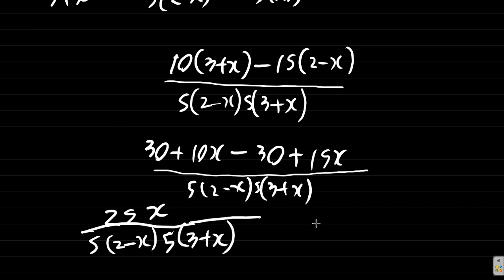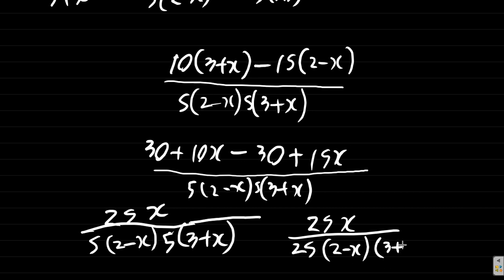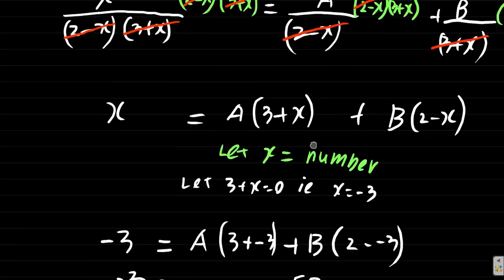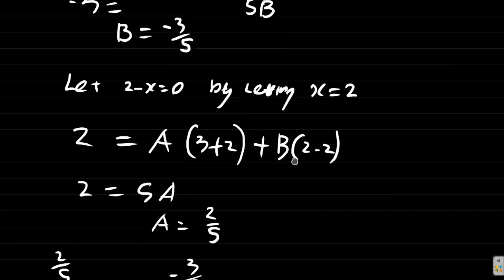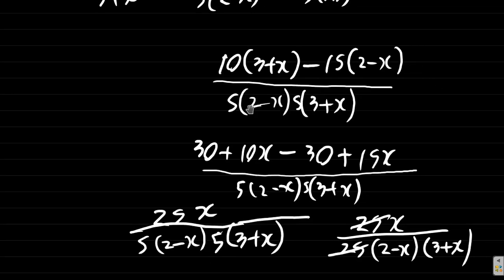We're going to have 5 by 5 down here is 25. So 25x over 25 times 2 minus x times 3 plus x. 25 cancels 25. So you have x over 2 minus x, 3 plus x. So it's x over 2 minus x, 3 plus x. Right, so it works out. It's correct. Alright. We're just testing it to make sure that everything is alright so far.